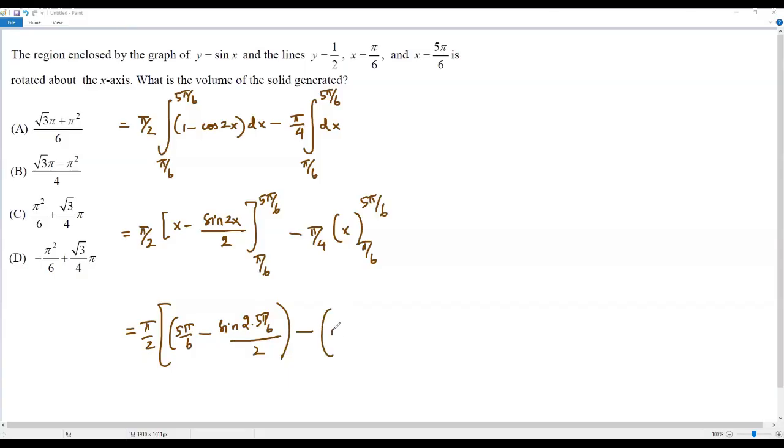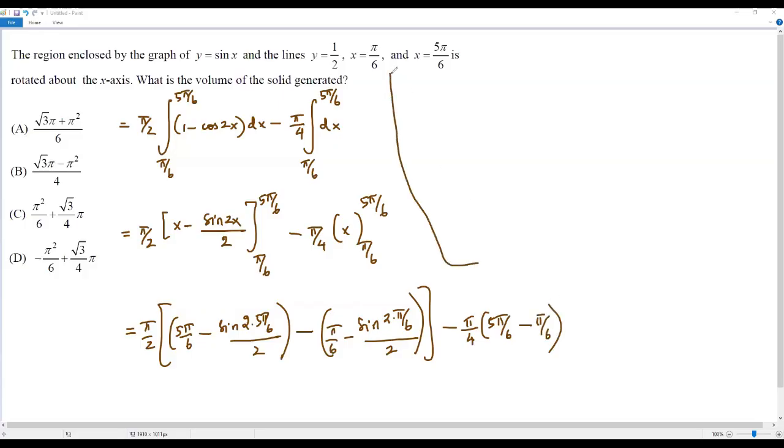Let me do it. Then I'm getting pi over 6 negative sine 2 times pi over 6, that is for this x I plugged in the lower limit, divided by 2, negative pi over 4 times. Okay, now in this result, we have to plug in the upper limit of 5 pi over 6 for x over here. Then I'm getting 5 pi over 6, take negative sign. In the same result, we have to plug in the lower limit, that is pi over 6. Okay, let me continue over here.